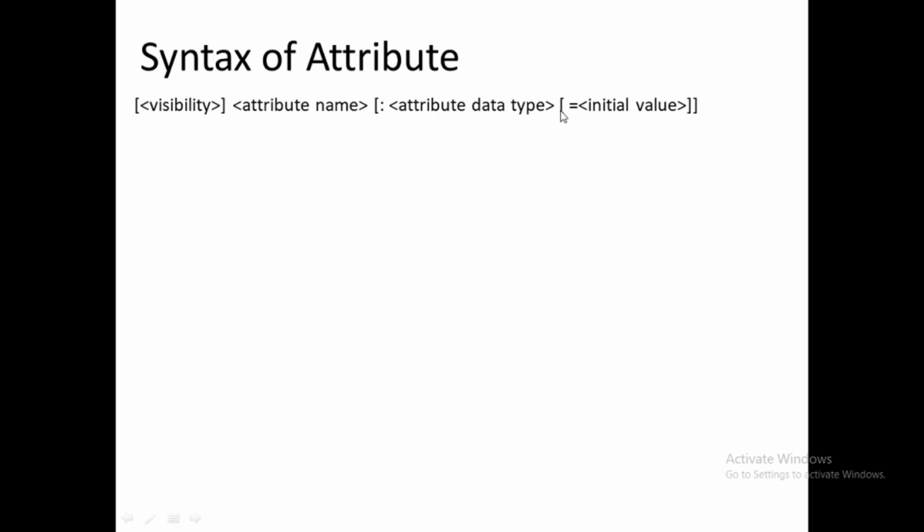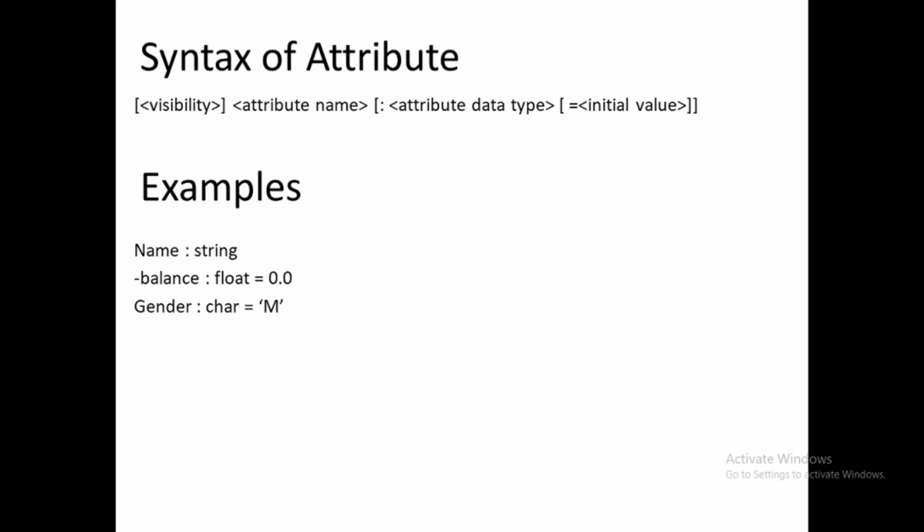Same way, inside square bracket is equal to initial value is written. Just before few seconds we have seen is equal to char is equal to single quote m. So this is the same representation here. Square bracket, it means no need to give equal to initial value, but if you are giving equal to sign, then initial value is necessary. Let's see a few examples of this.